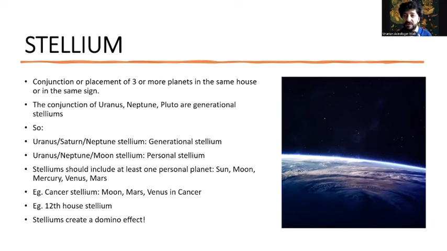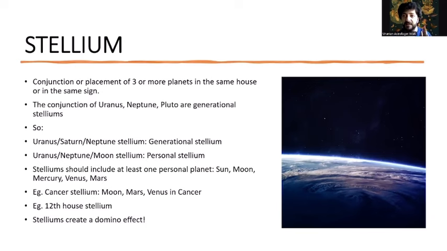So for me personally, it is most difficult to read the charts which have a stellium because all the time I go to the same place. For example, someone has a seventh house stellium. So I will always be talking about relationships, how to navigate relationships, how to find balance in relationships. So stelliums, for that, can be a bit heavy.